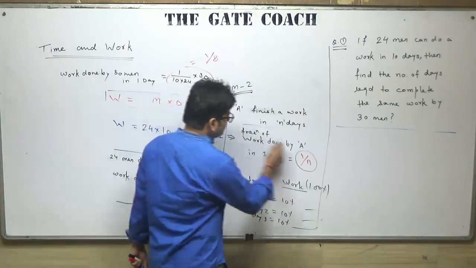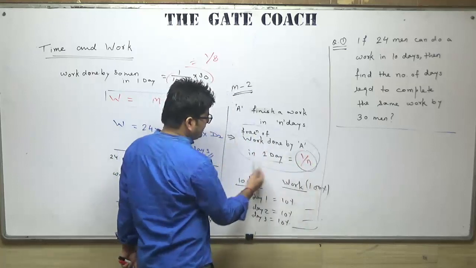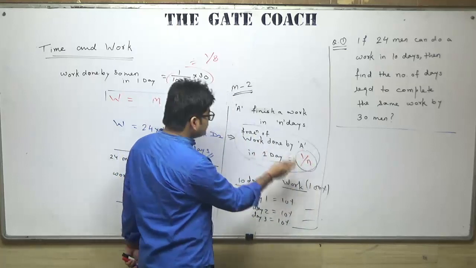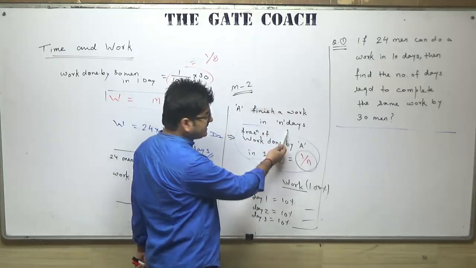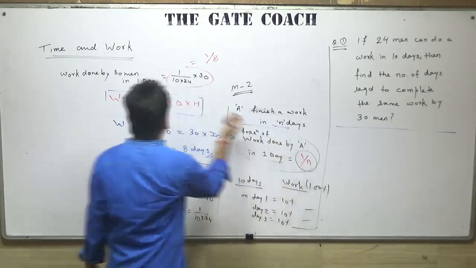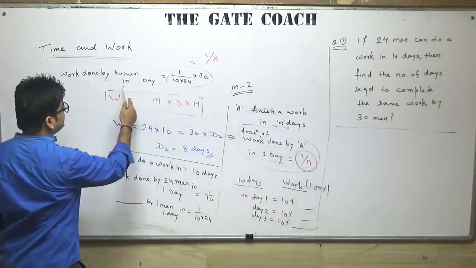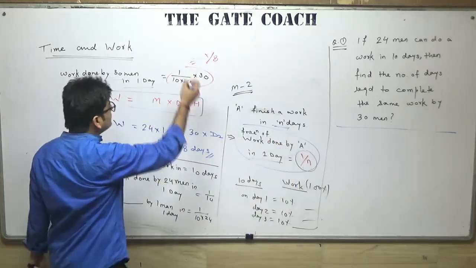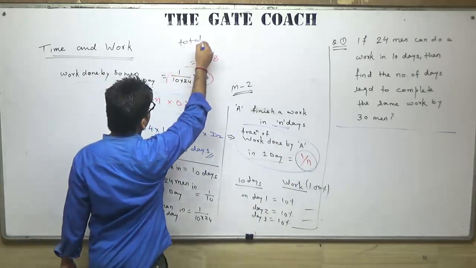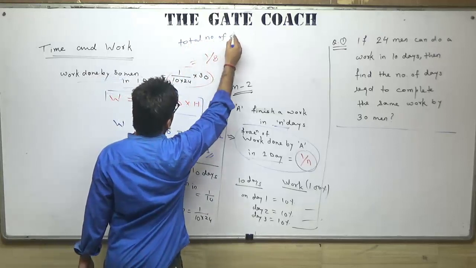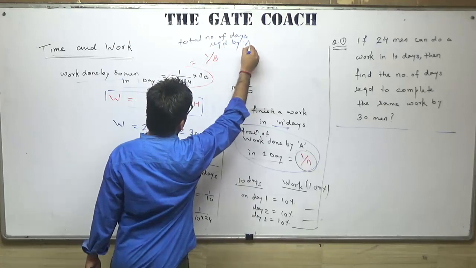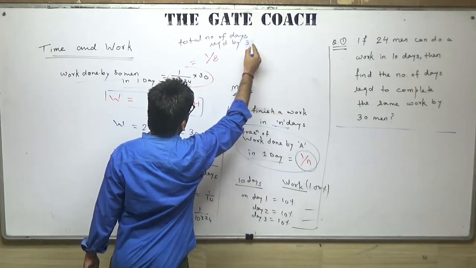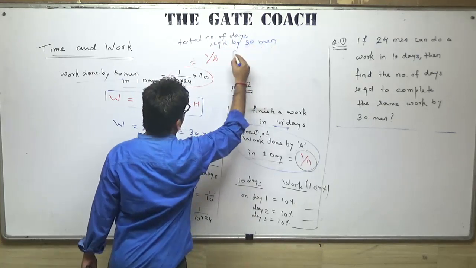So you know that work done by A in one day is 1 by n, so total number of days taken by A to complete the work is n. So if work done by 30 men in one day is 1 by 8, then total number of days required by 30 men to complete the same work.